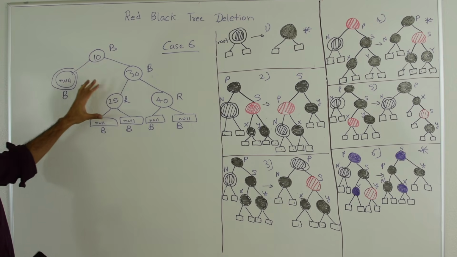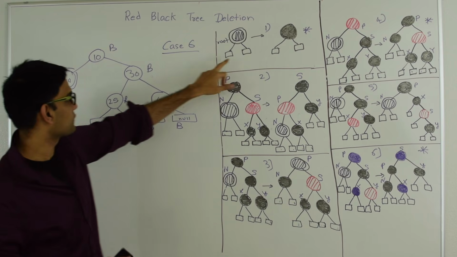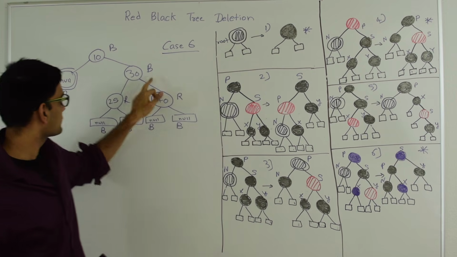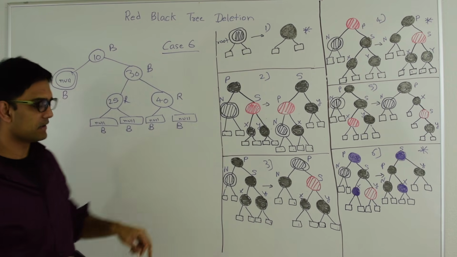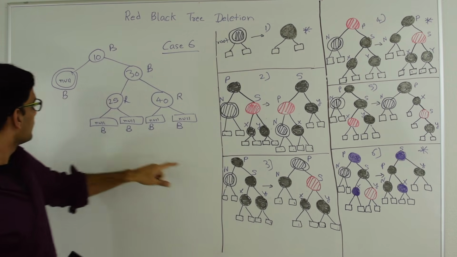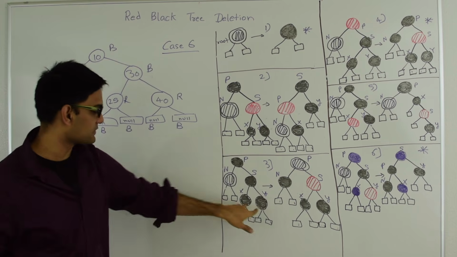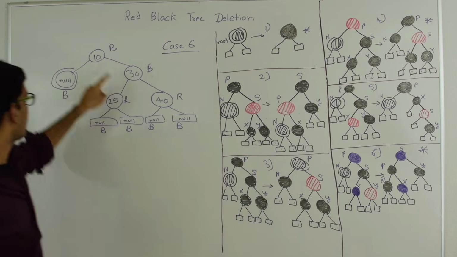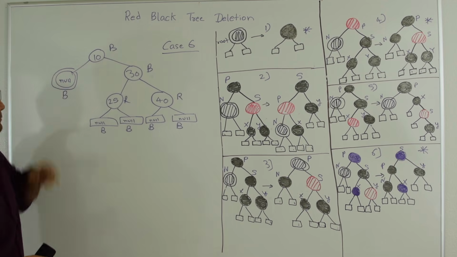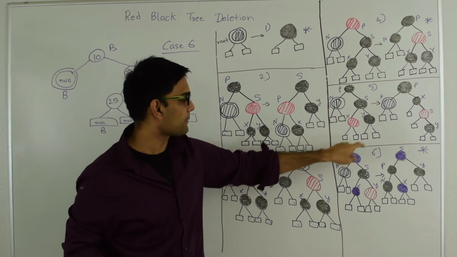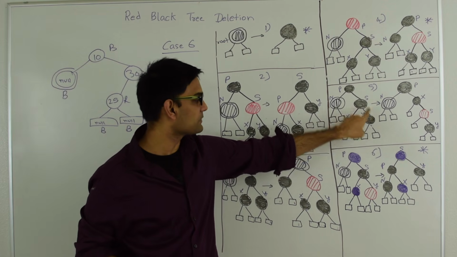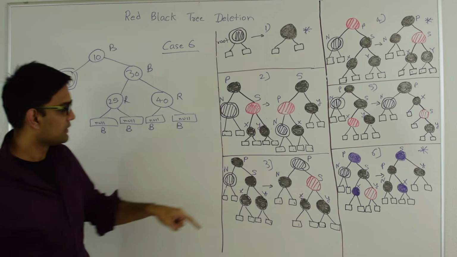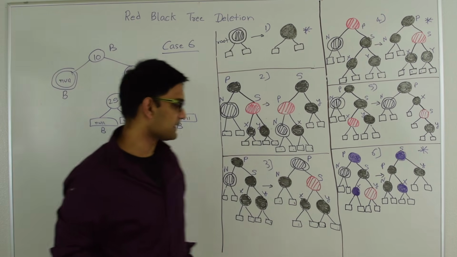So now let's try to see which case is applicable here. Case 1 is not applicable because this is not the root of the tree. Case 2 is not applicable because the sibling is black and not red. Case 3 is not applicable because the children are red and these children are black. Case 4 is not applicable because the parent here is red while the parent of the double black node is black. Case 5 is not applicable because the right child of the sibling is black while the right child of this sibling is red. So we come to case 6 and case 6 is applicable.